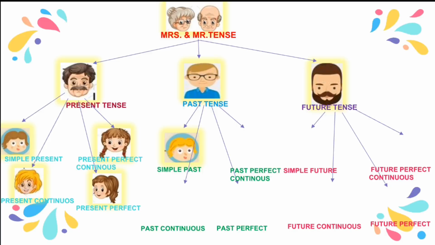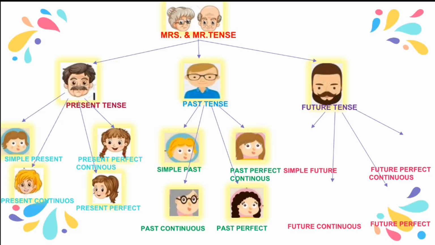She is just like her father, right? She has specs. Now let's see the third child of past tense. Wow, it is past perfect. Her name is past perfect. And let's see the fourth child. Yes, her name is past perfect continuous tense. She has the characters of both past continuous and past perfect, and together she is past perfect continuous.